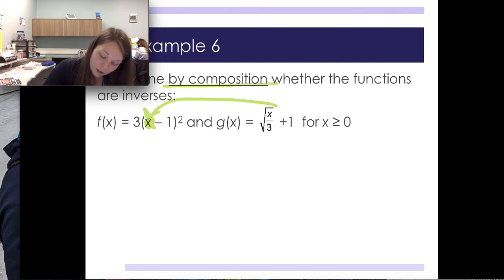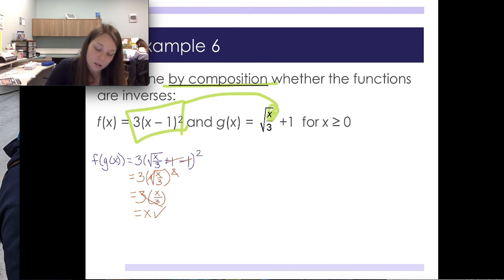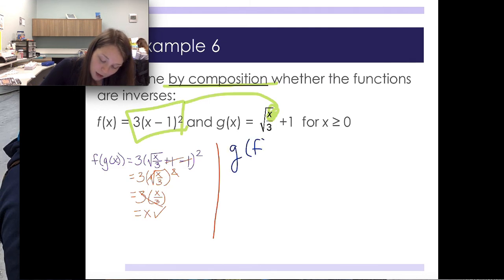Now we have to do it the other way. So now I'm going to take function f and substitute it in for x in the other function. So I have to do g of f of x. And yes, you do have to do this both ways. You can't just do it once.